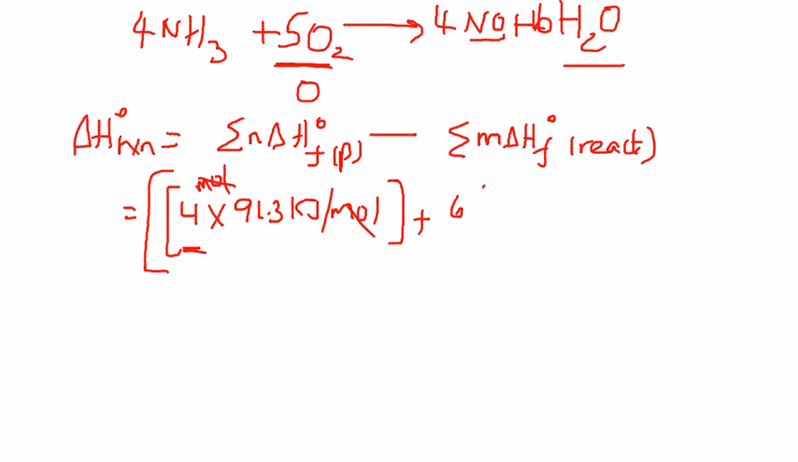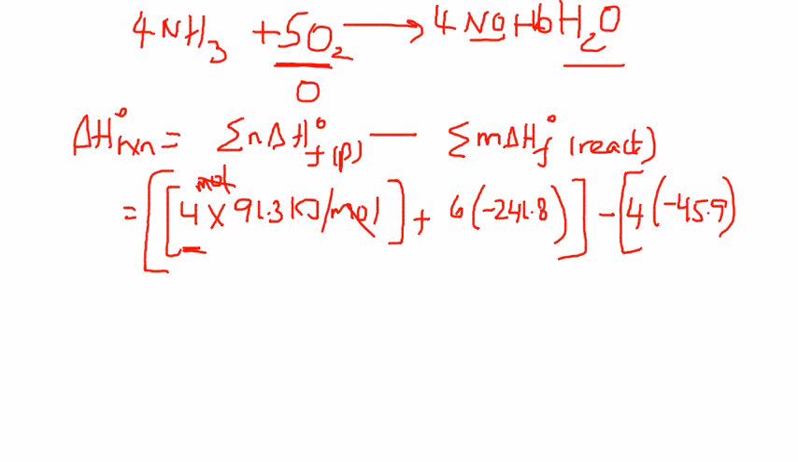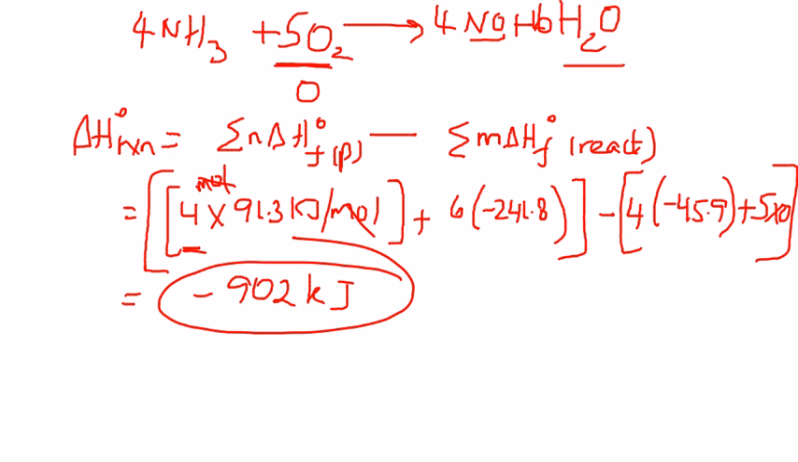We have 6 moles of water, and each gives us negative 241.8 kilojoules. And from that we are going to subtract 4 ammonia. Each ammonia is at negative 45.9. And we have 5 oxygens, each at a 0. So that factor would be 0 really. And when you work this out, that comes out to be negative 902 kilojoules. And that will be your answer.